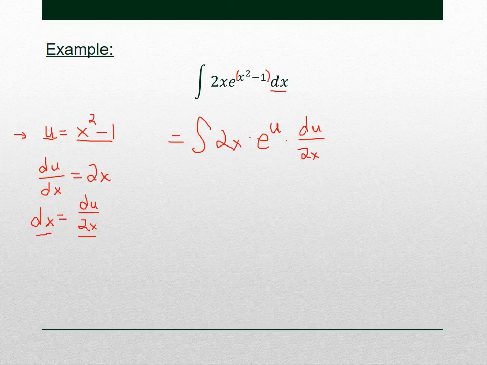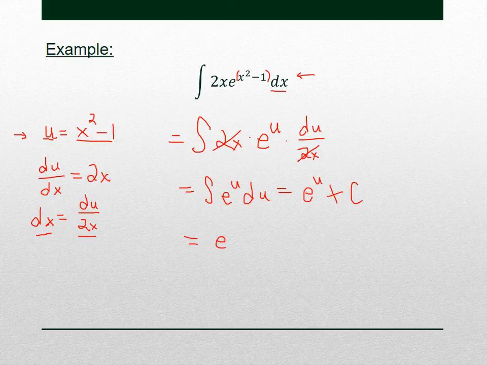And now again, you can see that what's nice here is that this 2x will cancel, and we're left with the integral of e to the u du. So what's the antiderivative of e to the u with respect to u? Well, that's just e to the u plus c. Now again, we started out with x's up here, so we want our final answer to have x's in it. So substitute in what you let u be equal to, and that was x squared minus 1. And then the plus c just hangs out. And there's our answer. That's the antiderivative.